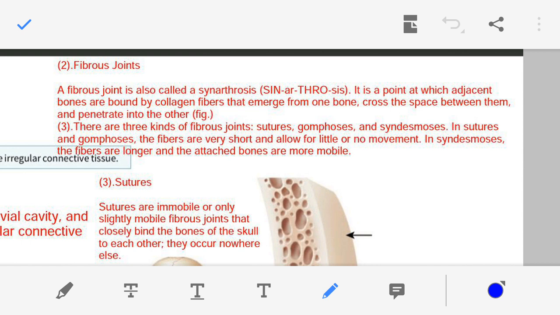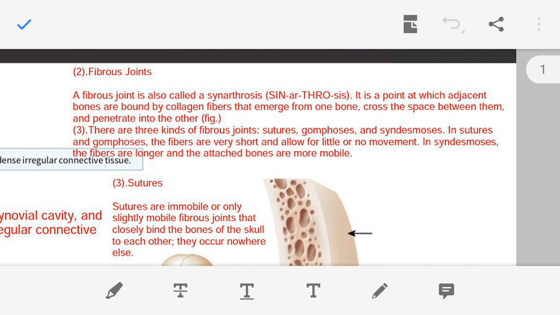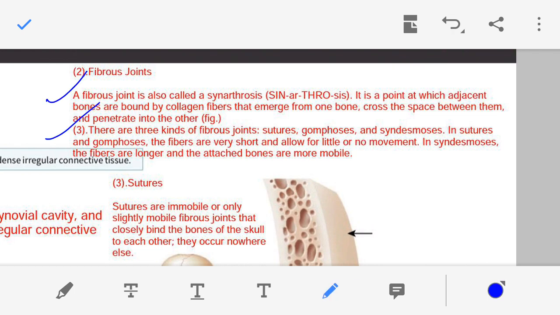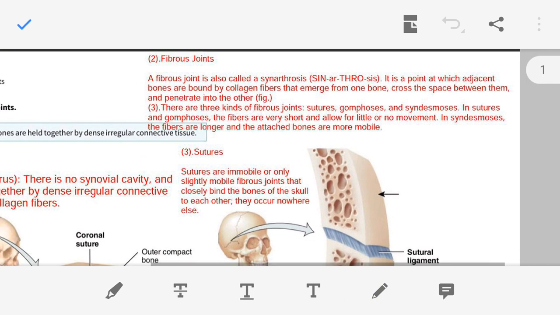Now in case of the syndesmosis, the third type of fibrous joint, the collagen fibers are long, and the bones which are attached with this collagen fiber are more mobile. So in the third type, syndesmosis type fibrous joint, collagen fibers are long and they allow more bone movement. Okay, so that is the meaning of this point number 2 and 3.